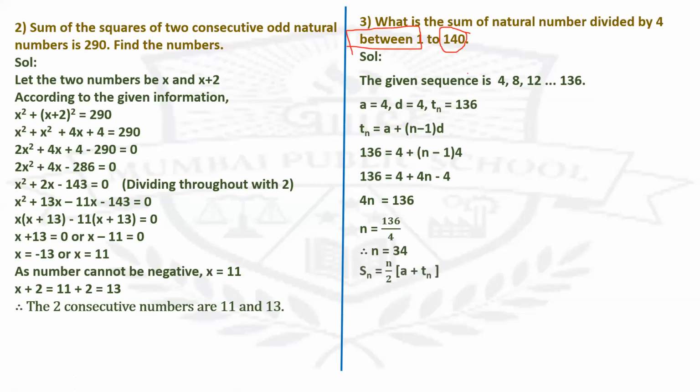Write down the formula of Sn. Sn equals to n upon 2 in bracket A plus Tn. Because I know my first term, I know my last term, and I've got the value of n also with me. That is 34. So just simply substitute: S of 34 is 34 upon 2 in bracket 4 plus 136. So that is 34 upon 2 into 140. So once you calculate, your answer is 2380.